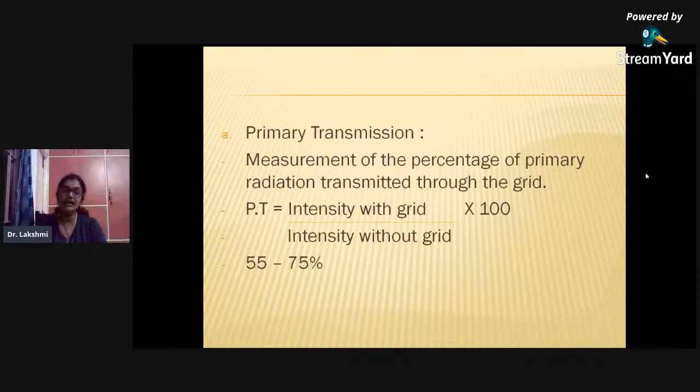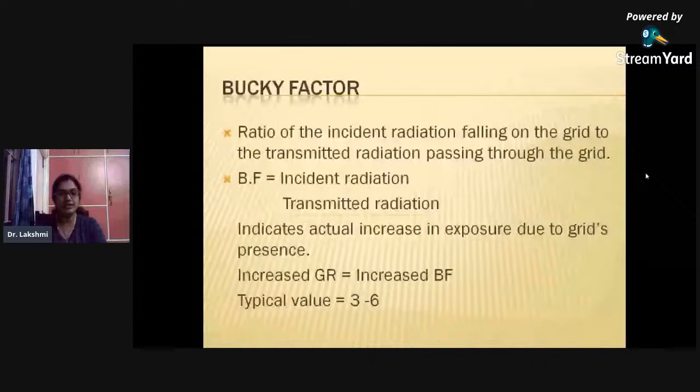Bucky factor: the ratio of the radiation incident on the grid to the transmitted radiation passing through the grid. So BF is equal to incident radiation divided by transmitted radiation, and it indicates the actual increase in exposure due to the grid's presence.